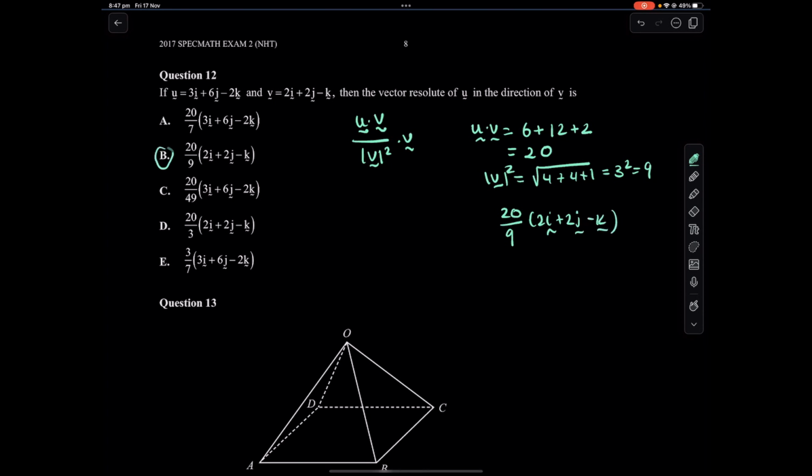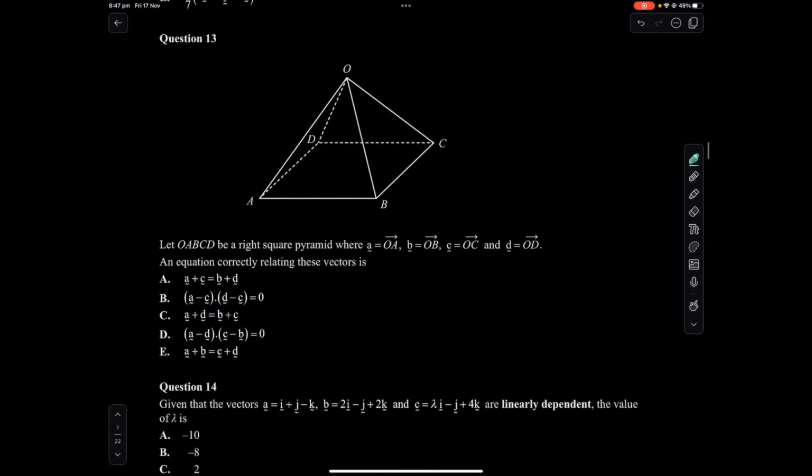Looks like b would be your only typical answer for that one. That's good. Question 3. Let O, A, B, C, D be a right square pyramid where A is this, B is that, C is that, and D is that. An equation correctly relating these vectors is what?